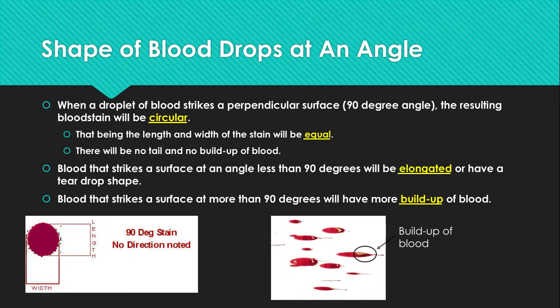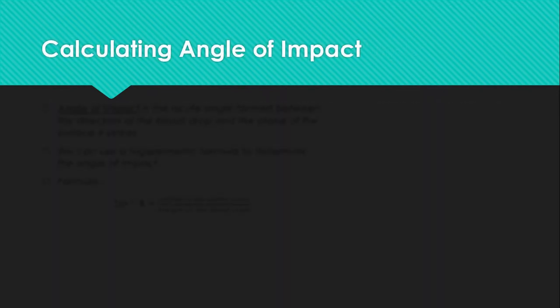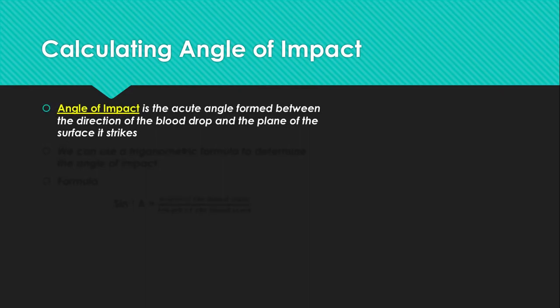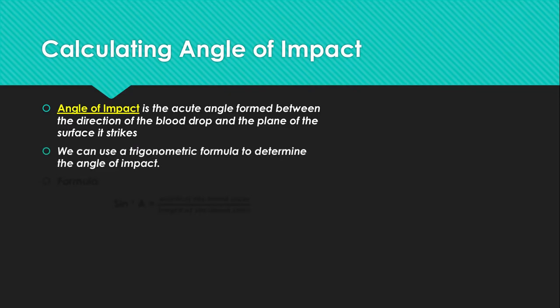Now, as we can see, determining the angle is the question. Okay, how do we actually figure out what angle it dropped at? So we're going to calculate the angle of impact. So the angle of impact is the acute angle formed between the direction of the blood drop and the plane of the surface it strikes. We can use a trigonometric formula to determine the angle of impact.